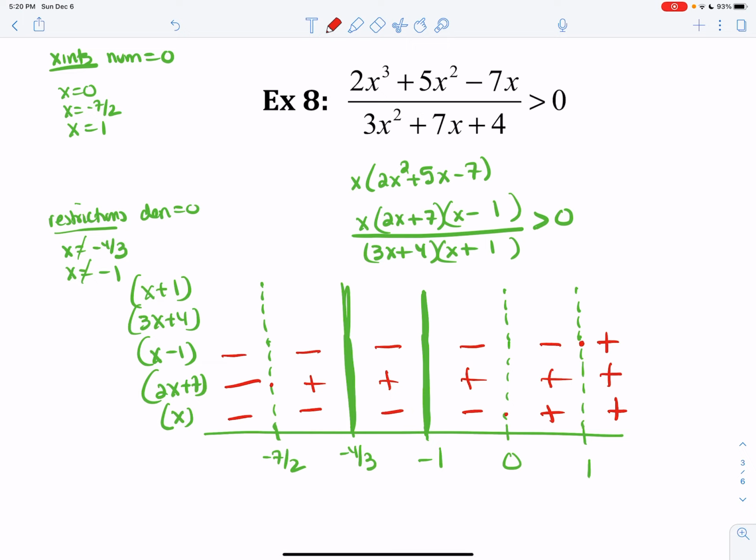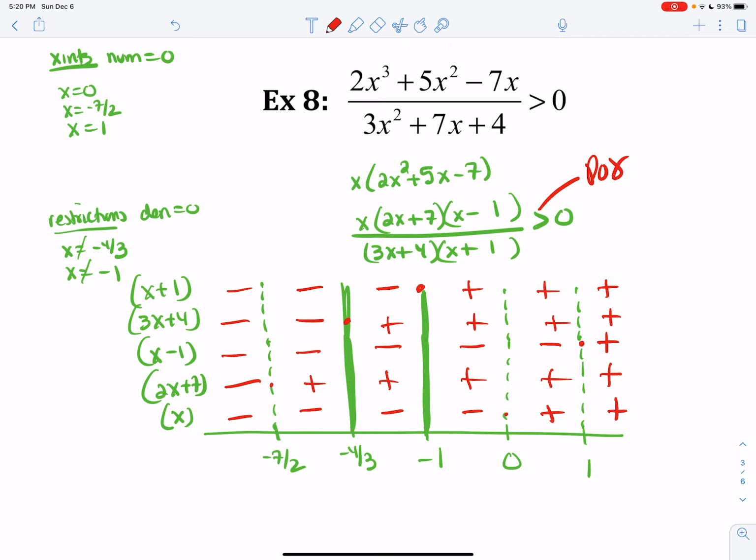For the 3x plus 4, it's going to go to 0 at a negative 4/3. I pick any number to the right, that factor is going to be positive. Anything to the left, that factor is going to be negative. X plus 1, I know it's going to go to 0 at a negative 1. Anything to the right, that factor will be positive. Anything to the left, that factor will be negative. We are looking for greater than 0. We are looking for the positive intervals.